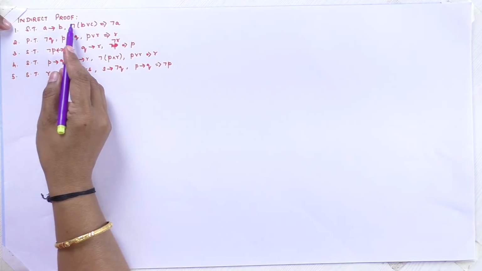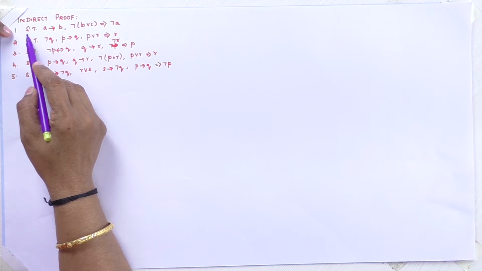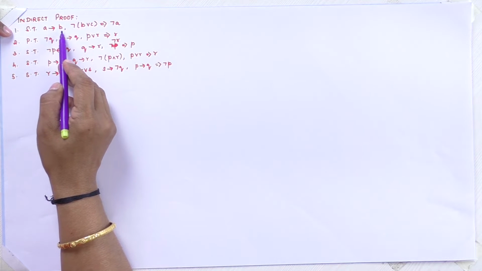So using indirect proof, the first problem is to show that A conditional B, negation of B or C, that is a disjunction, implies negation of A. I will give you the solutions for all these problems one by one. So first, the solution for the first problem. Now it is an indirect proof.